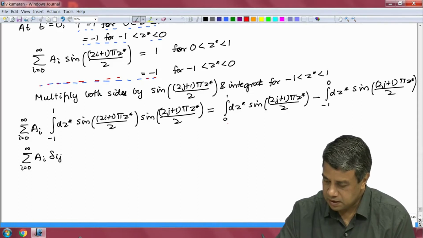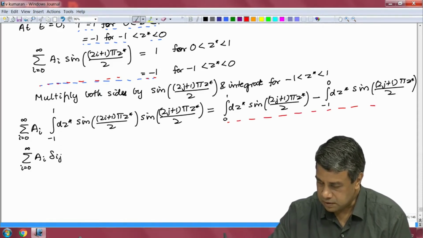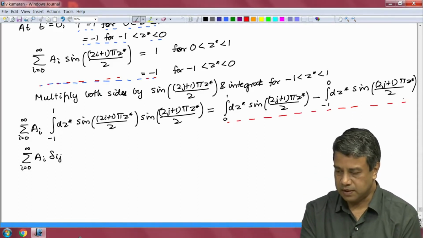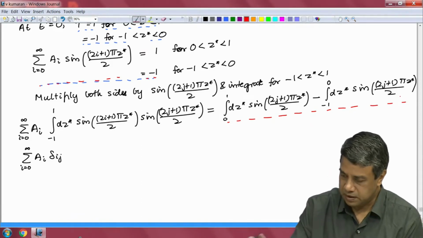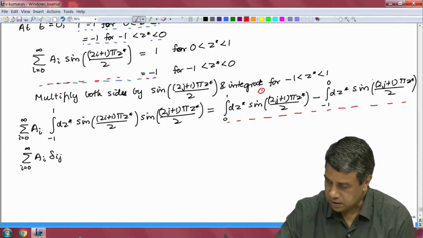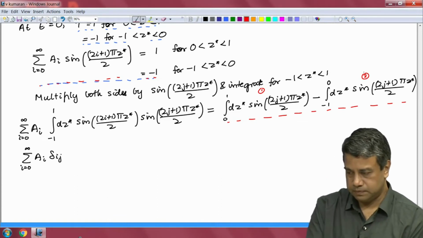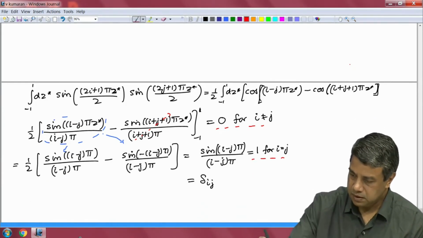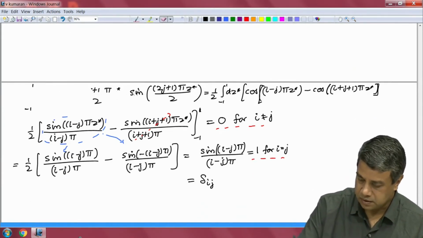On the right side, I have to evaluate these two integrals. Okay. Let me call this as 1 and let me call this as 2. So, I will now evaluate the two integrals on the right side.